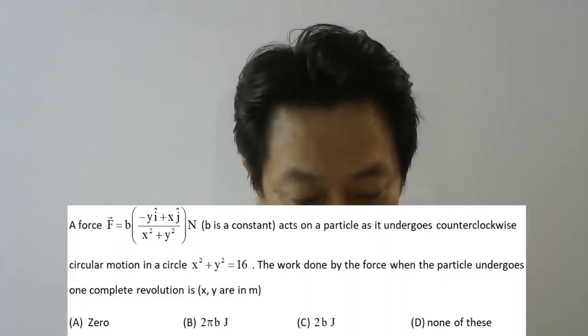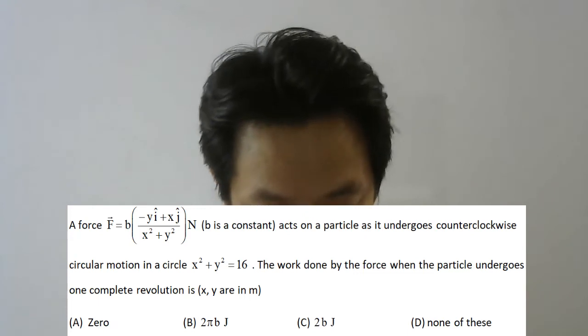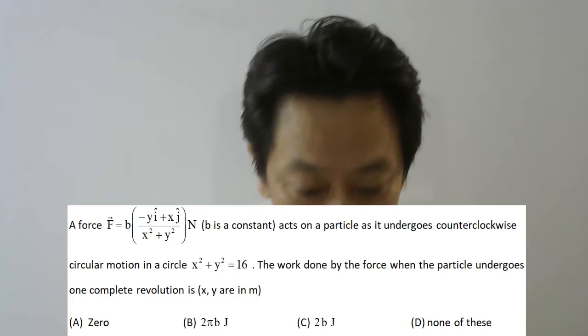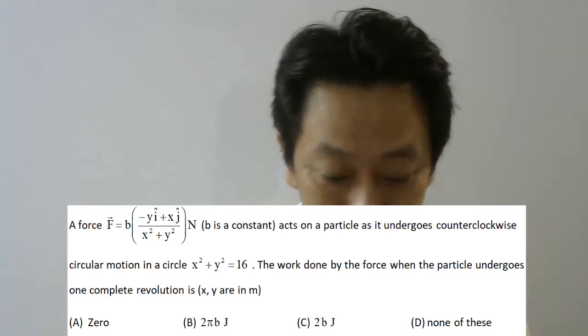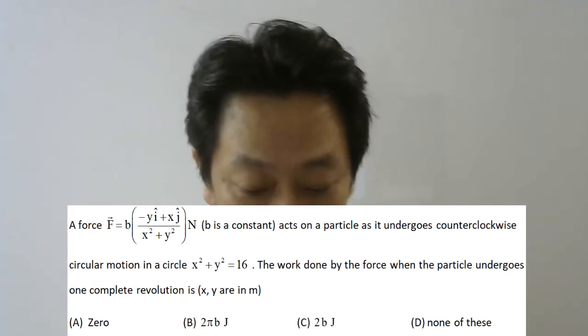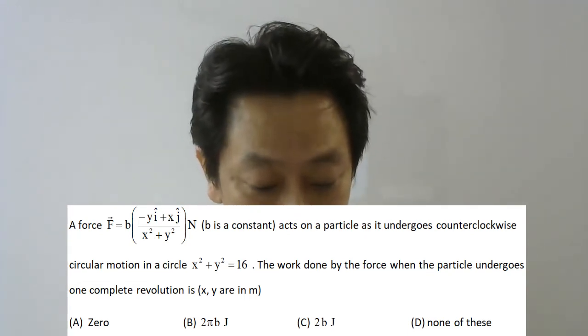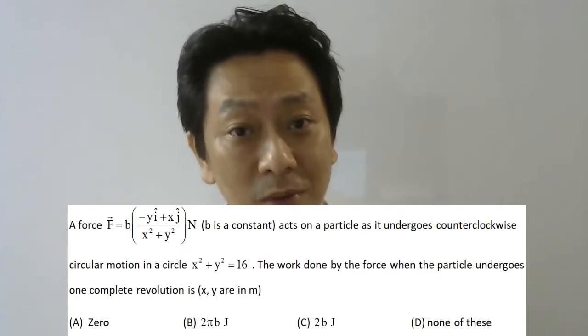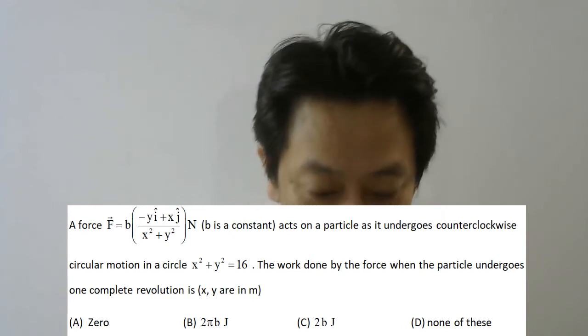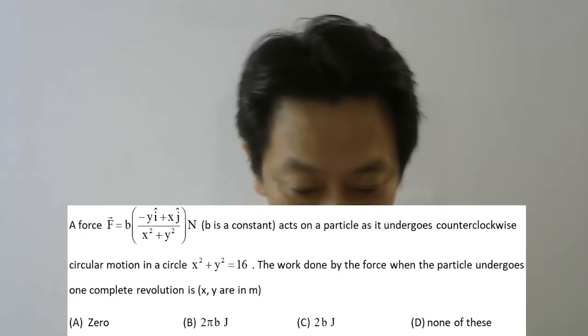Hi everyone, let us solve a very interesting question from the chapter Work Energy Power. The question says, a force F bar equals B times (y i cap plus x j cap) divided by (x square plus y square) newtons, where B is a constant, acts on a particle as it undergoes counterclockwise circular motion. Counterclockwise means anti-clockwise circular motion in a circle x square plus y square equals 16.